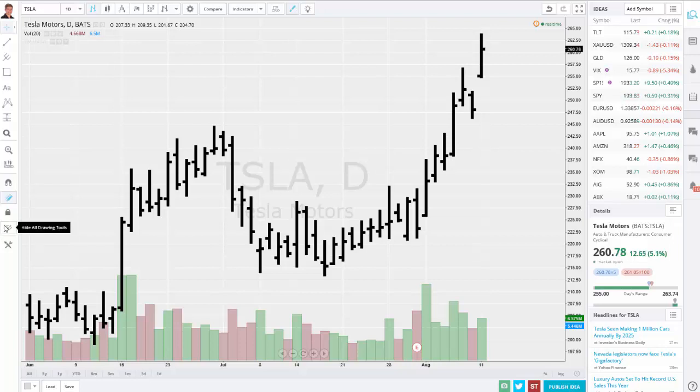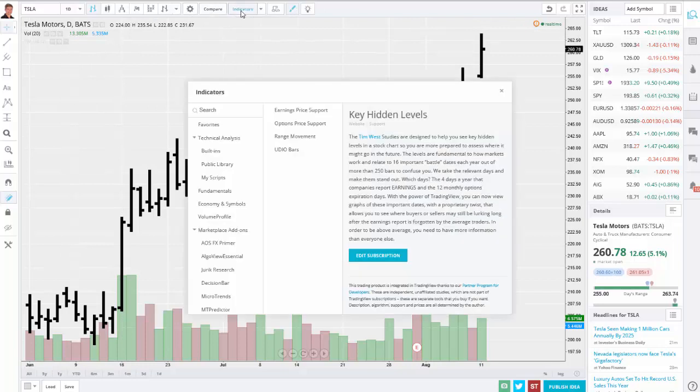I would like to show you the package of charts that I have available, and the number 4 item I have is the up, down, inside, outside bars. And you get that by going to the indicators section, looking at the marketplace add-ons, key hidden levels, and you can see UDIO bars right here. That stands for up, down, inside, outside bars. If you can come up with a better name, let me know. I am happy with this one. It says what it is.